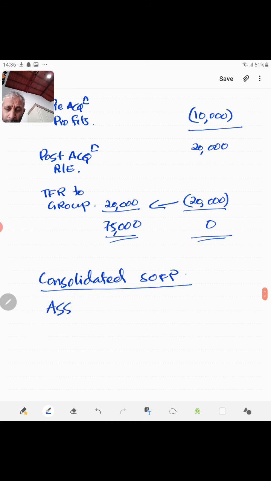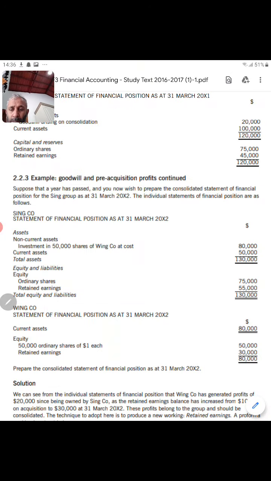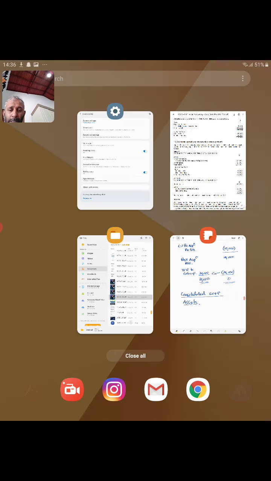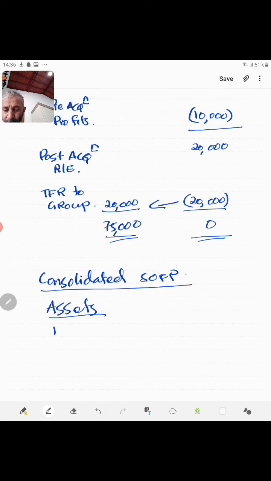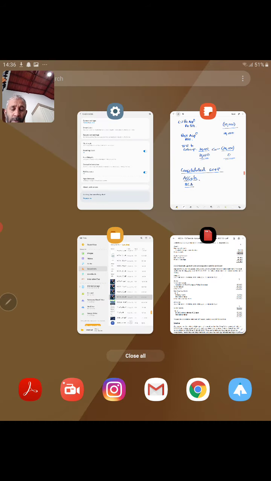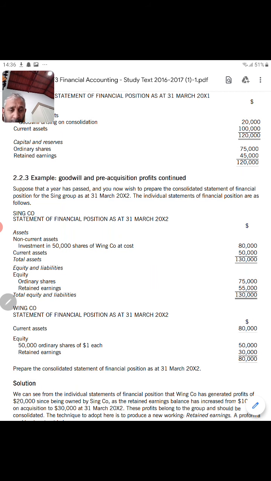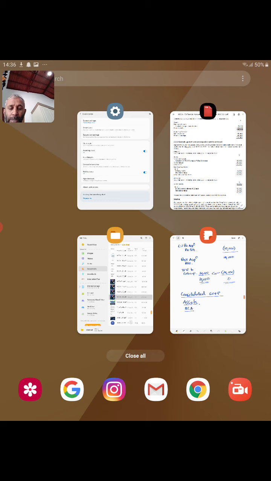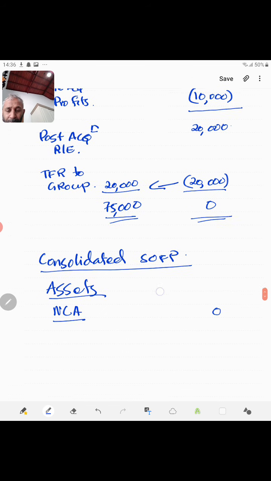Assets, we should follow the same format as per the question. Assets, which has non-current assets. Then what we find under non-current assets for the parent company is nothing but investment. So the investment has been fully utilized, so there is no non-current asset for the parent. And for the subsidiary, there is no non-current asset as well. So therefore, this will be 0.